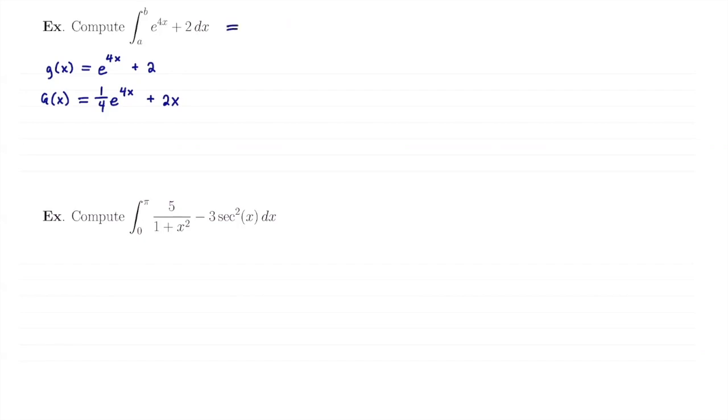The antiderivative of our integrand is 1/4 e to the 4x plus 2x. So to evaluate this integral, I'm now going to plug b into that first and then subtract off plugging in a. So this would be 1/4 e to the 4b plus 2b minus 1/4 e to the 4a minus 2a.